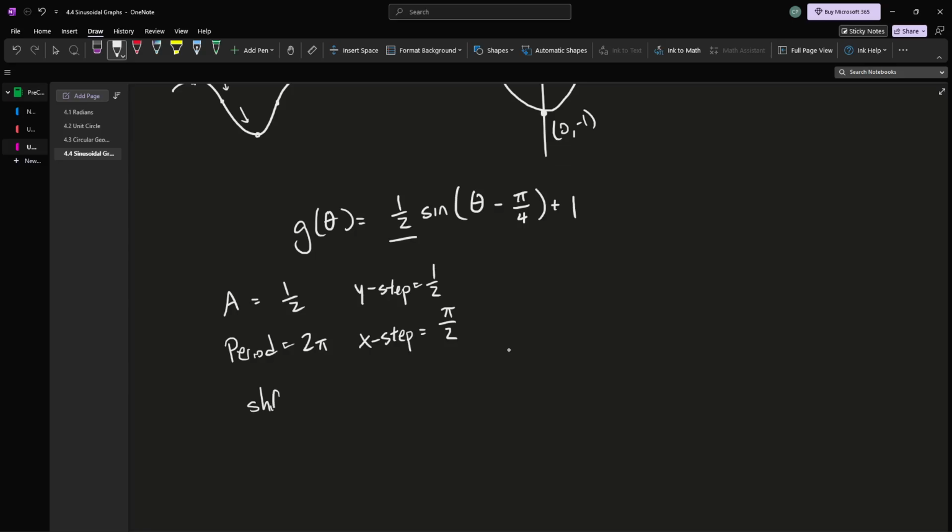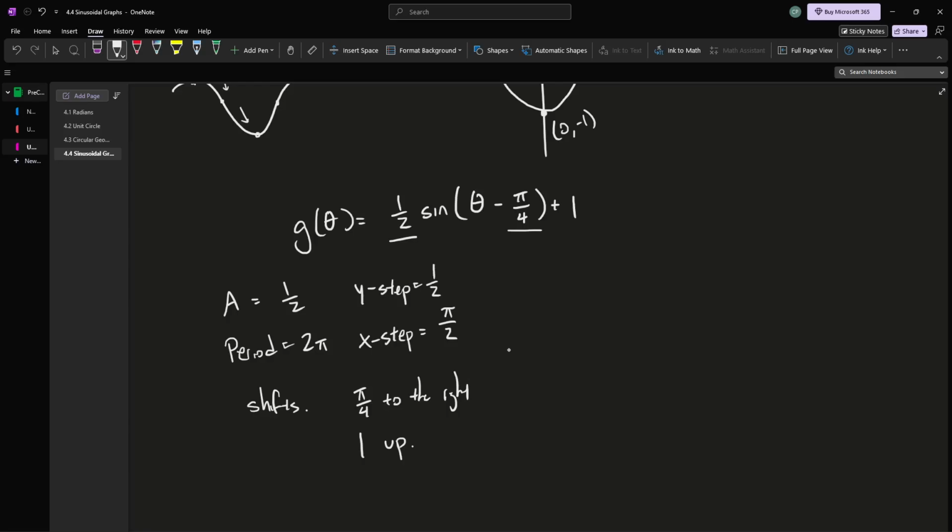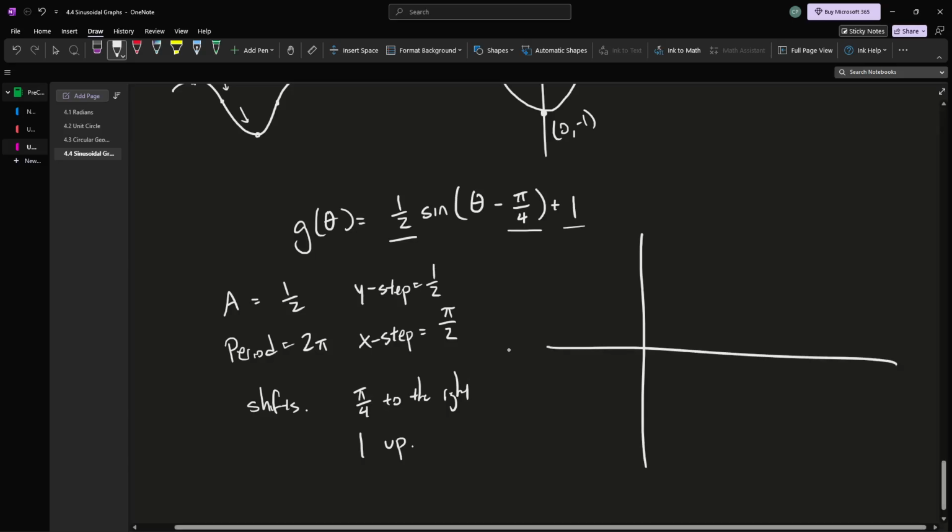Now we do our shifts. Shifts: pi over 4 to the right, and 1 up. 1 unit up and pi over 4 units to the right. Because it's a negative, it goes to the right. We draw our axes. When we get our starting point, sine begins at 0, 0. Amplitude is 1/2. That does not change it because 0 times 1/2 is still 0.